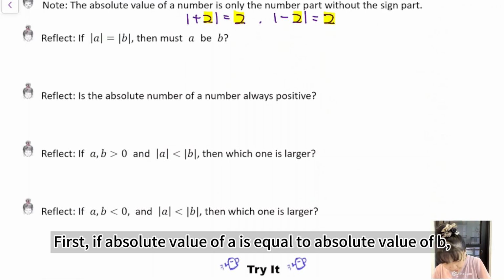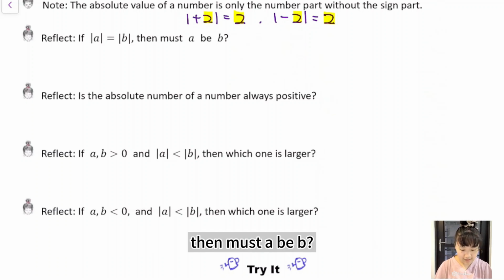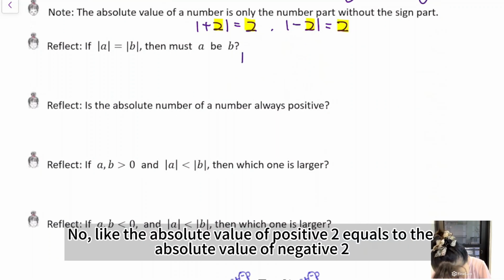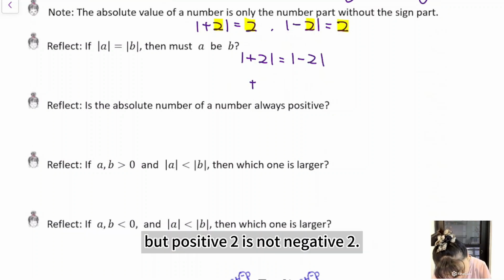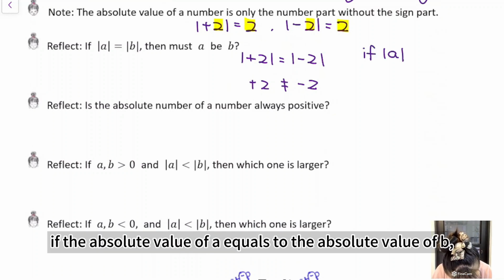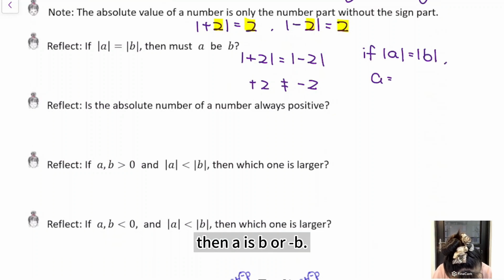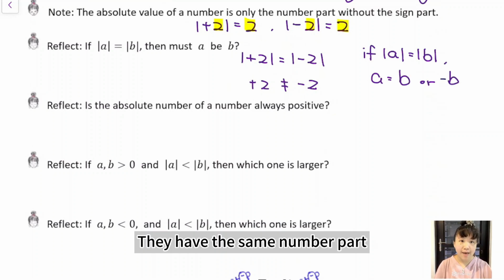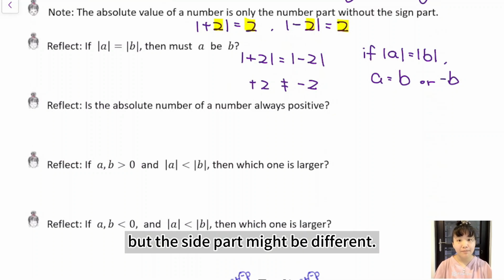First, if absolute value of A is equal to absolute value of B, then must A be B? No, like the absolute value of positive 2 equals the absolute value of negative 2. But positive 2 is not negative 2. So the conclusion you could make is if the absolute value of A equals the absolute value of B, then A is B or negative B. They have the same number part, but the sign part might be different.